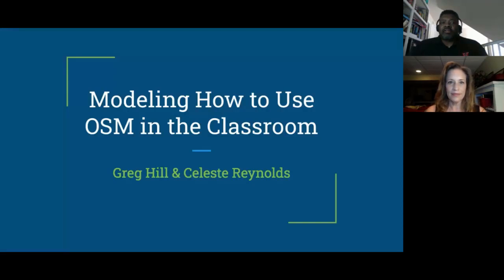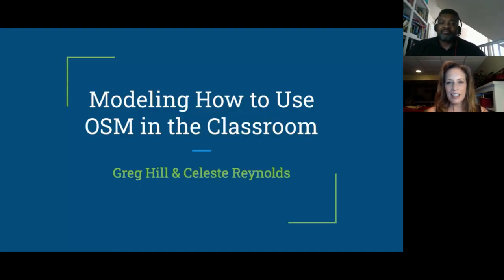My name is Greg Hill, and I teach at Horn High School in Mesquite, Texas, which is just east of Dallas. I teach geography, and soon I'll be adding African American studies. And this is like my fourth or fifth year teaching or using OpenStreetMap.